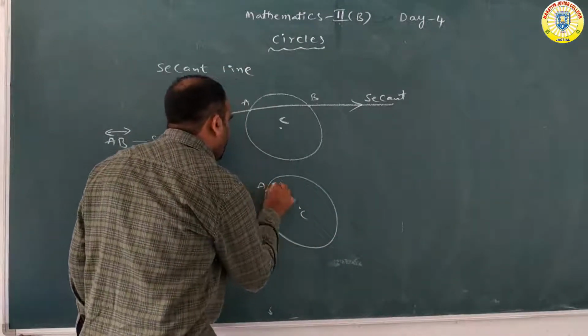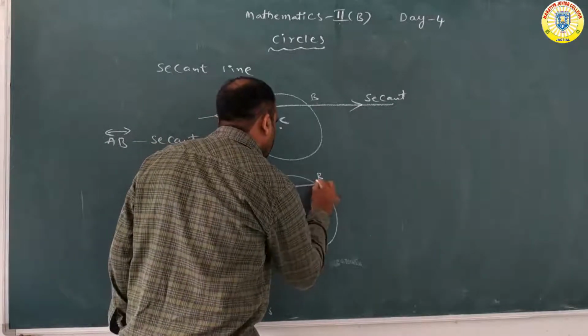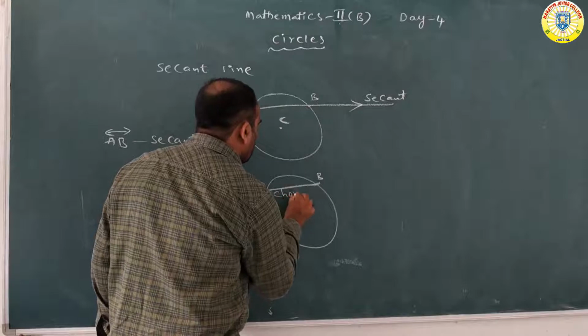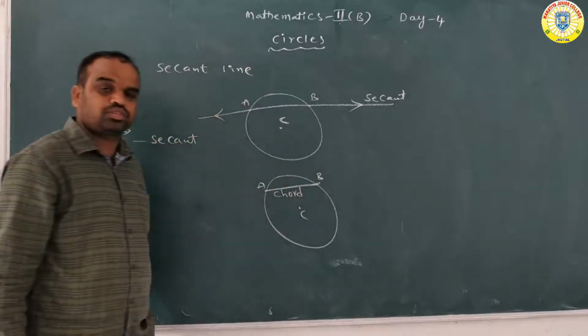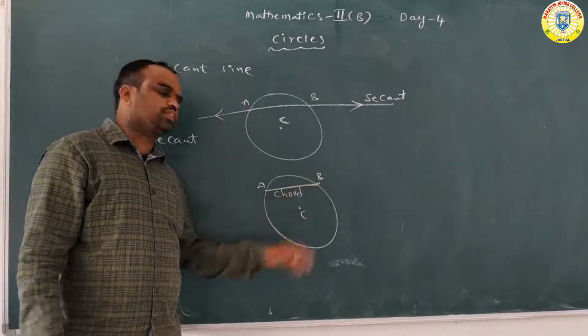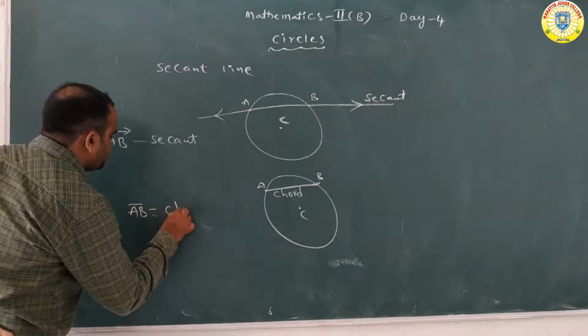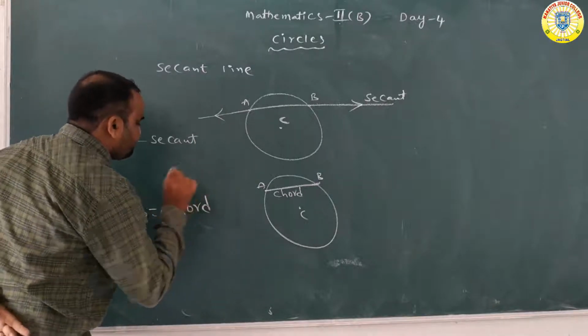Suppose this is the same circle, with A and B on it. Here we take only the line segment. This is nothing but a chord. The line segment AB bar is a chord of the circle.